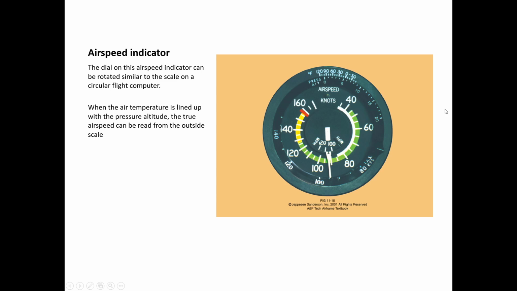All right, getting to the airspeed indicator. No, we did look at that in other areas. The dial on this airspeed indicator can be rotated similar to the scale on a circular flight computer.